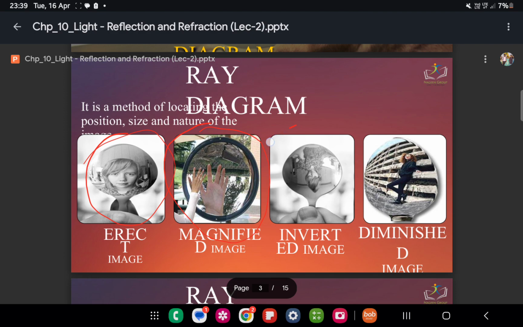And in some other spoon you will see the inverted image, and in another spoon, at the end, the diagram represents a diminished image. Diminished image means it is much smaller: the object is bigger in size, but in the spoon it looks like a smaller image. So these are the four types of image we can get from a spherical mirror, not a plain mirror. Through the spherical mirror we will see an erect image, magnified image, inverted image, and diminished image.